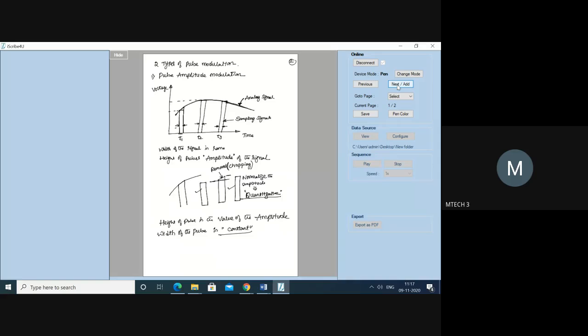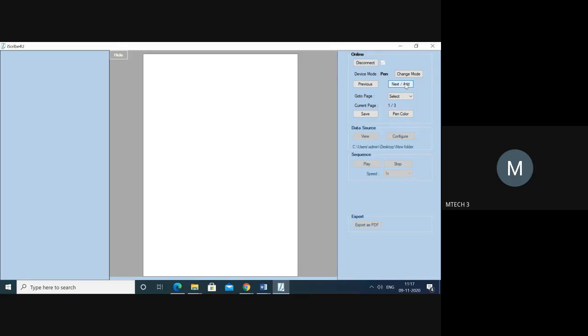This is one particular type of pulse modulation. The first one is pulse amplitude modulation. The third one is pulse width modulation. Please note down: pulse amplitude modulation is PAM, pulse width modulation is PWM. Now in pulse width modulation, this is going to be the signal, please understand.